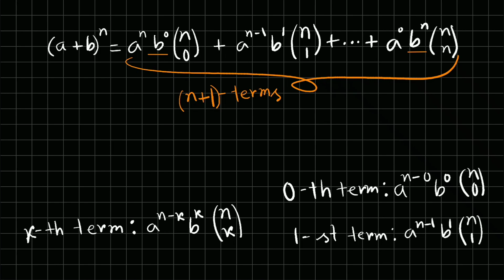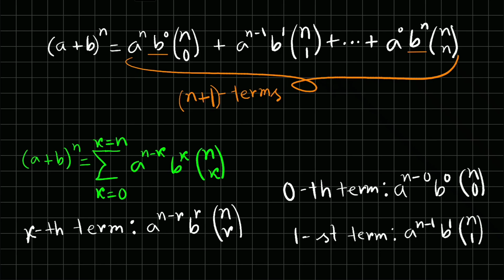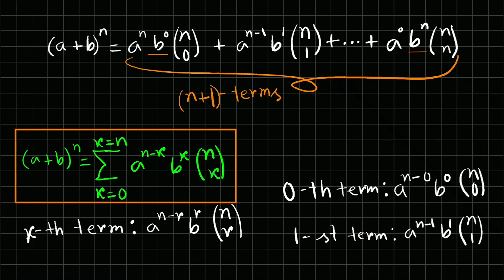In general, we can write the binomial theorem using the summation notation like this. Here this term represents the kth term, which is any arbitrary term, and this part represents the summation of all such terms starting from k equal to 0 to k equal to n. So this is our theorem that we want to understand.